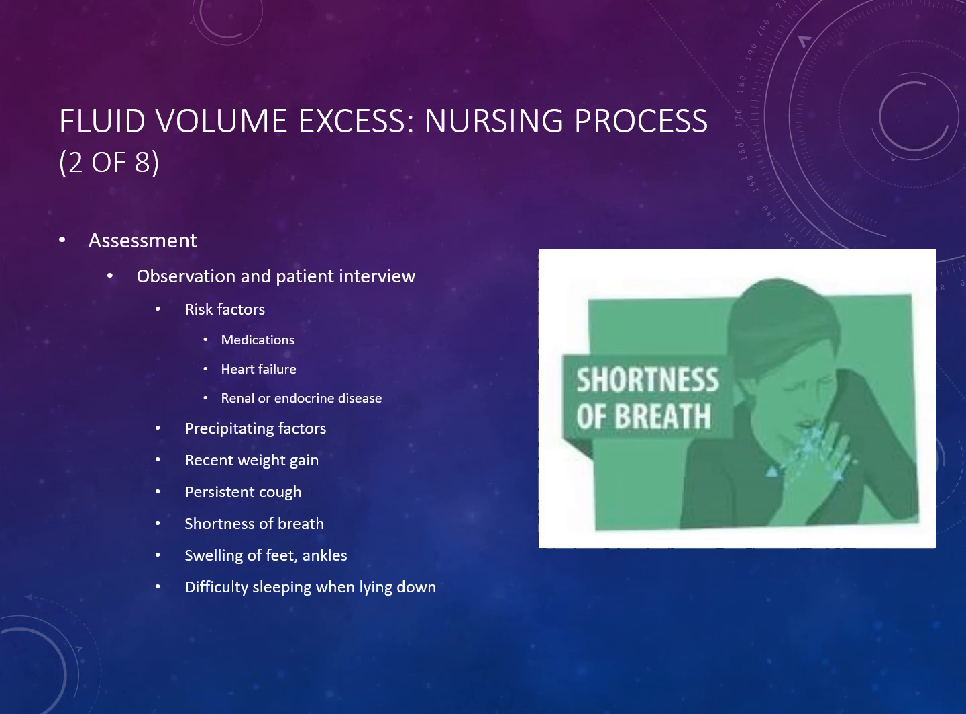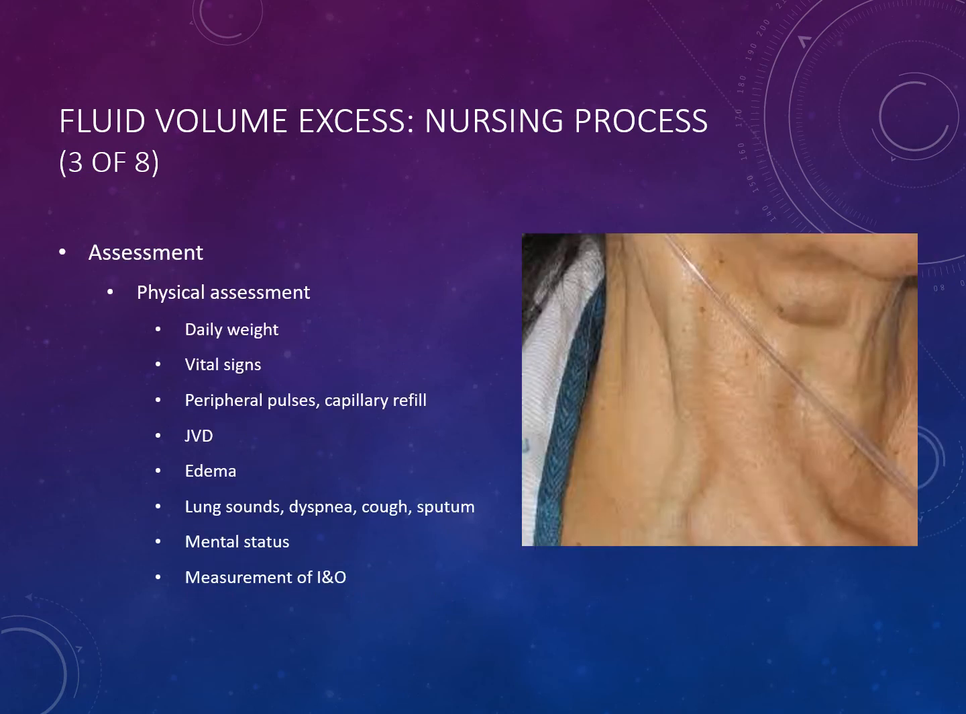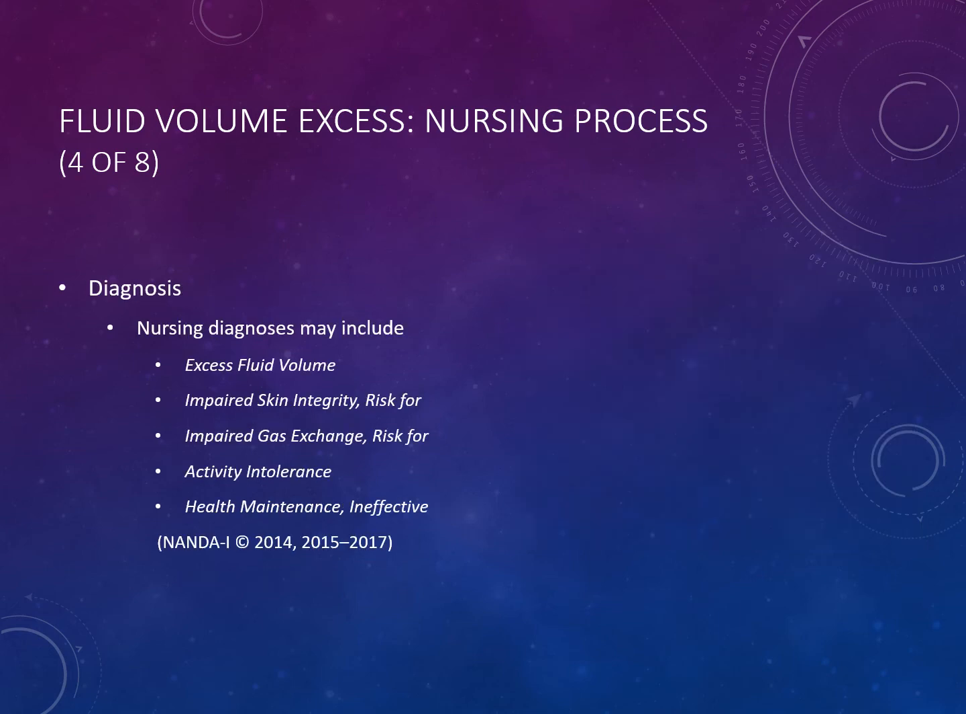Look at the picture on page 389. You're feeling for edema with the pads of your finger. Bulging neck vein distension. This person is definitely in fluid volume overload. There's just too much fluid going through those vessels. And you see the physical assessment here, and we've talked about that already.